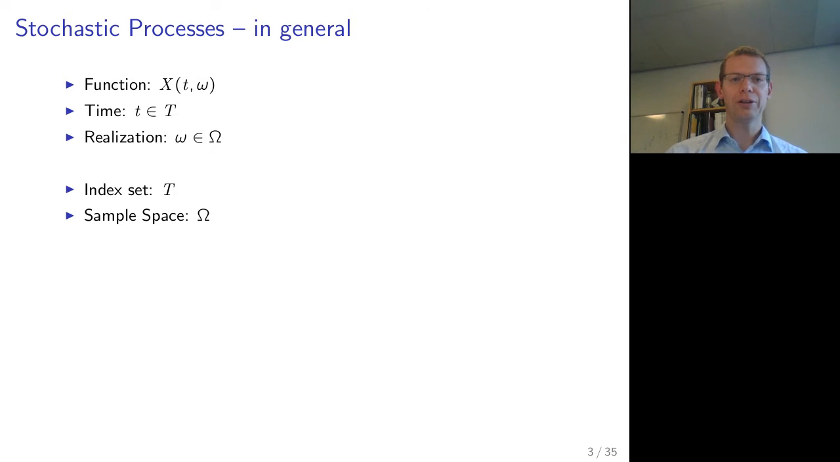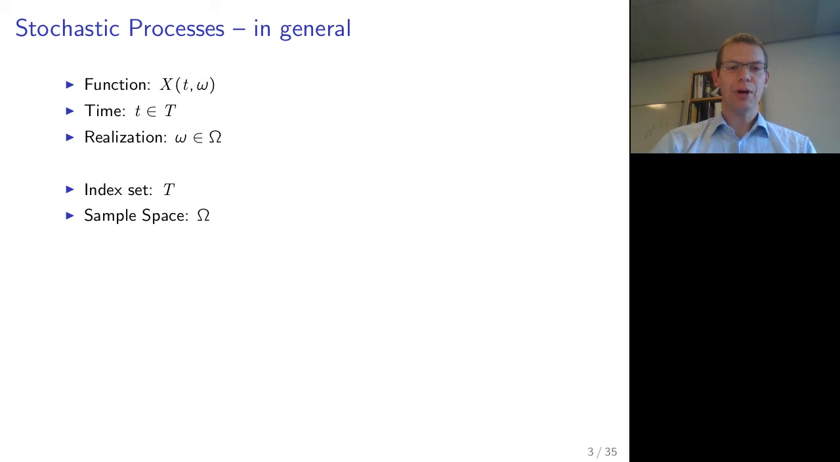So what is a stochastic process in general? It's a function of time and the realization omega. Time is a member of some index set. Likewise, the realization is also in some sample space.